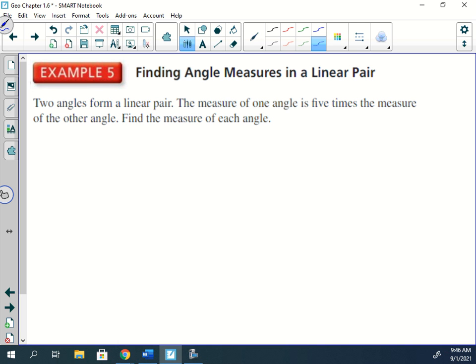Two angles form a linear pair. Linear pairs do what? They add together to be 180. They make a straight line. So really we're talking about something like this here.